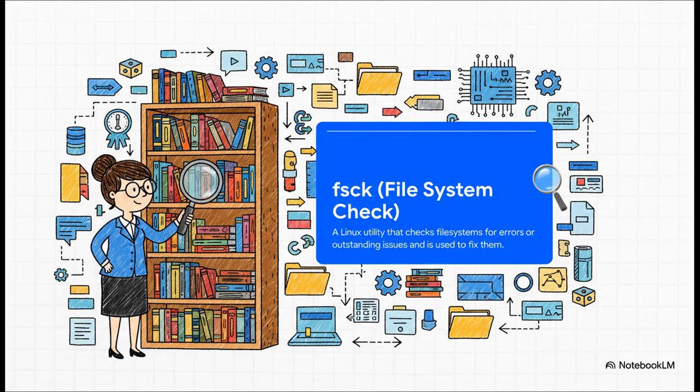The tool for this job is called fsck. It stands for File System Consistency Check, and it is an absolute lifesaver. This is our librarian. fsck meticulously scans the entire file system, compares the records on the inodes to what's actually on the disk, and fixes any problems it finds. It's the one who makes sure every book is exactly where it's supposed to be.